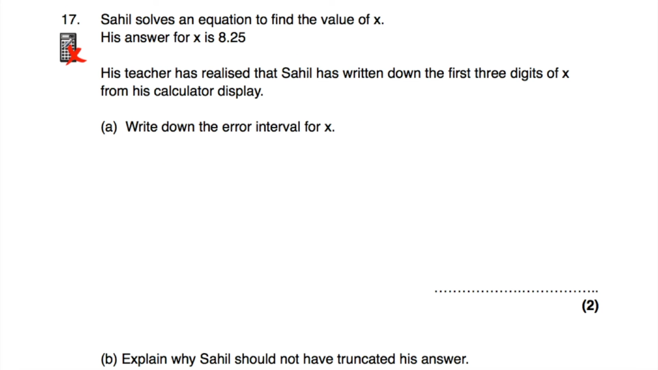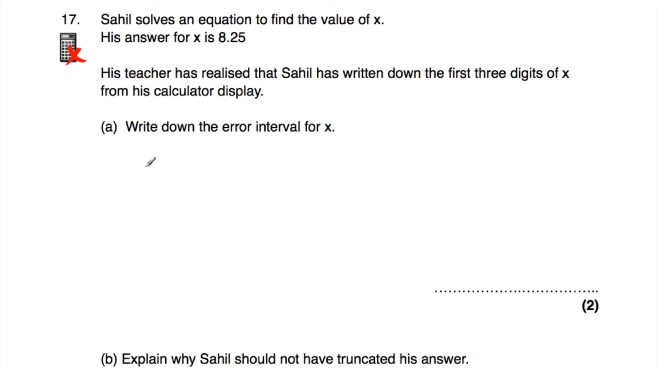Okay, let's have a look at question number 17. So question number 17 says Sahil solves an equation to find the value for x, and his answer for x is 8.25. His teacher realises that Sahil has written down the first 3 digits of x from his calculator display. So that means he's truncated his answer to 3 digits. He's just written down the first 3 digits and just ignored what comes after it. And part A says write down the error interval for x.